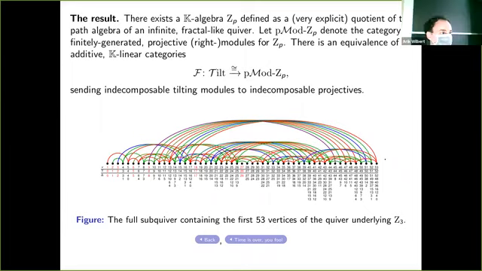Ostrik actually does this for the quantum group. So is there any sort of geometric interpretation here? Dan says Ostrik does this for the quantum group, so is there a geometric interpretation of this?